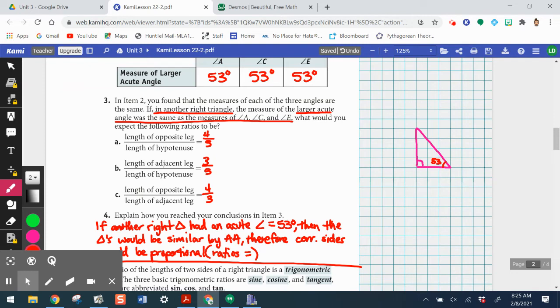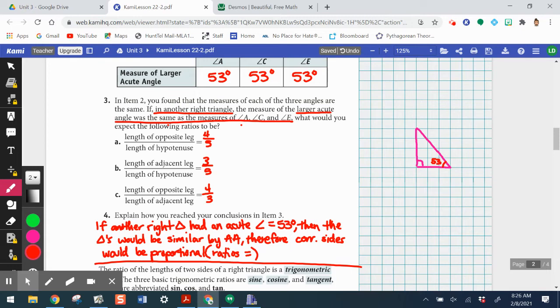Okay, so items 3 and 4 are really trying to broaden our mind. We had a couple examples and we started to notice that their ratios were all equal, specific ratios, of course, of corresponding sides. And so now on item 3, they're trying to get you to imagine if in another right triangle, the measure of a larger acute angle was the same as the measure of angle A, angle C, and angle E, what would you expect the following ratios to be?